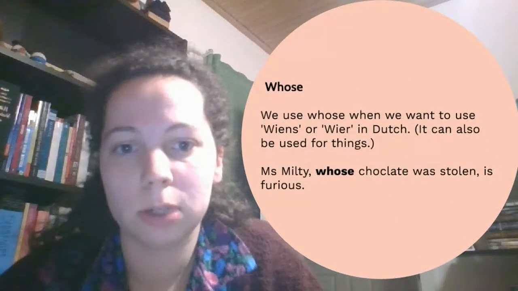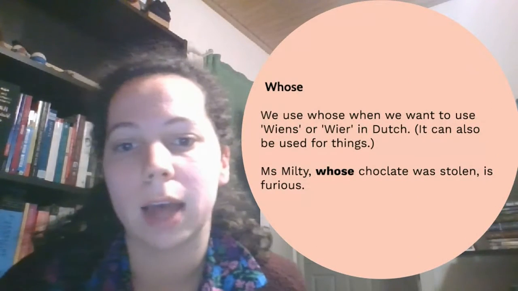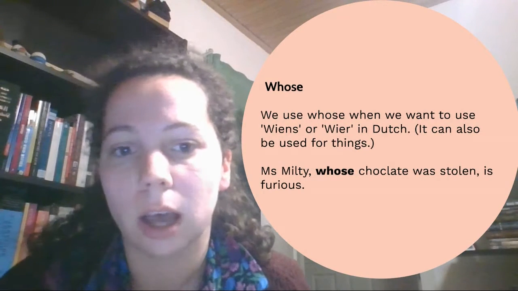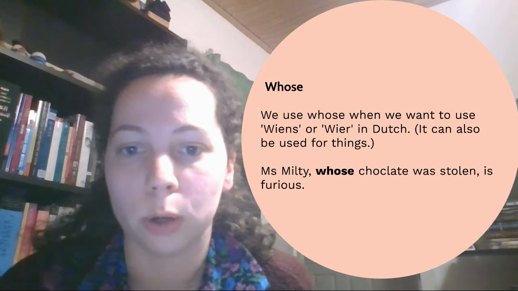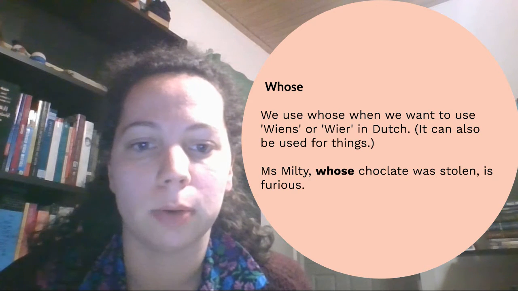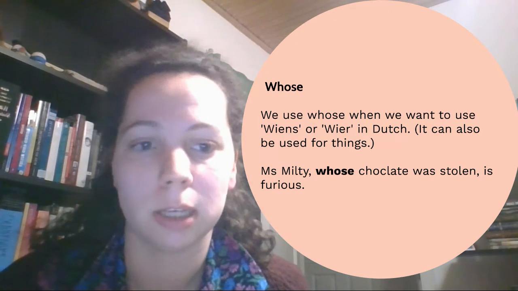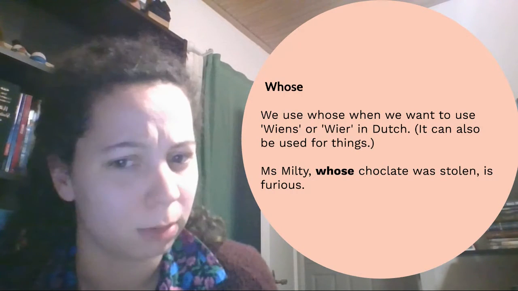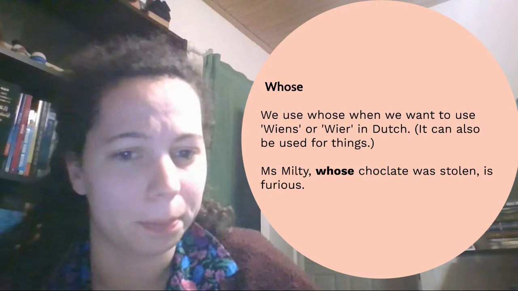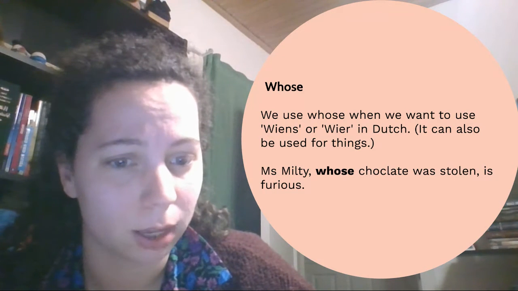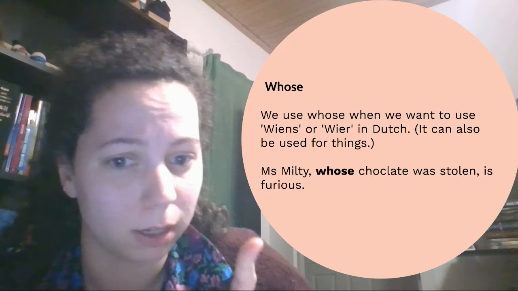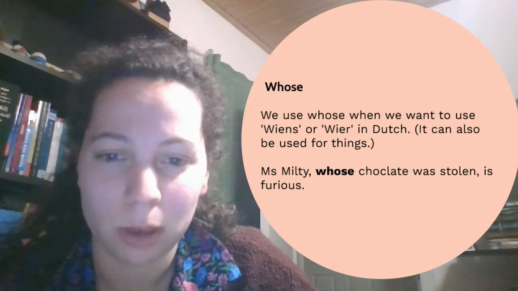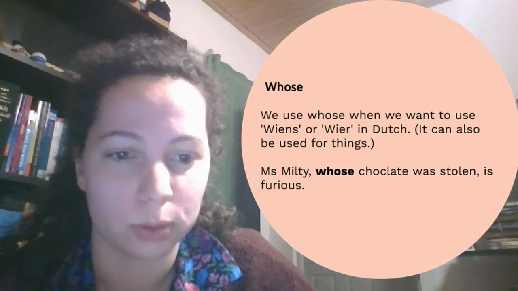Okay, the last one we learned about was whose, and we learned that whose is used when in Dutch we use wiens and wier. So basically it says who owns it. So we use it, for instance, to say Miss Milty, whose chocolate was stolen, is furious. And that would make me very furious, actually. I was the owner of the chocolate. I see I've misspelled chocolate right away. It's chocolate with an extra O. And now someone took it away from me. So whose was that one?